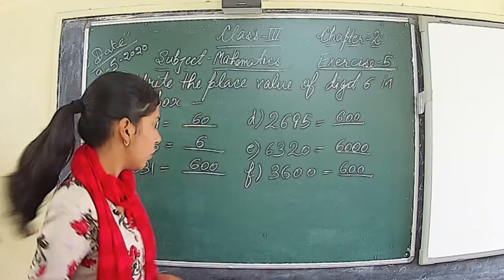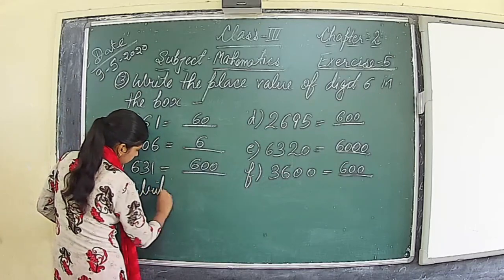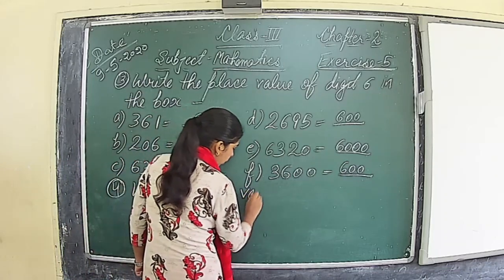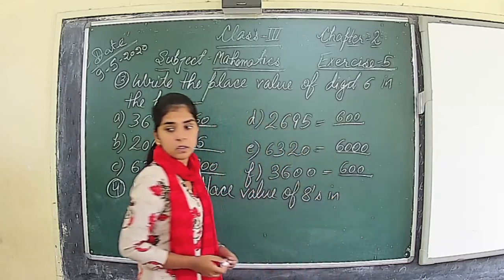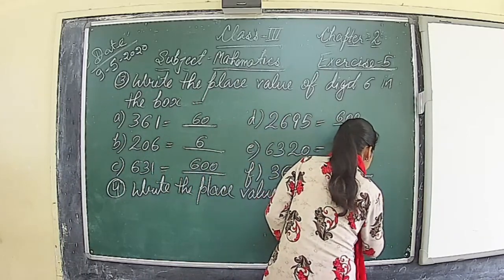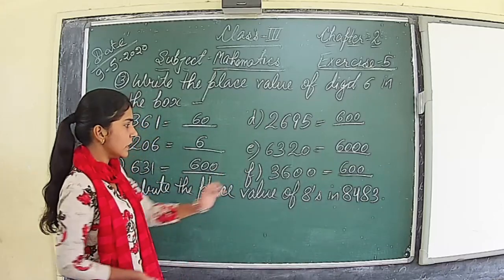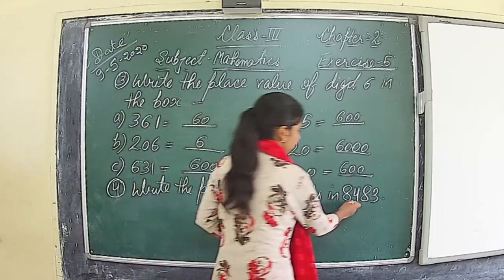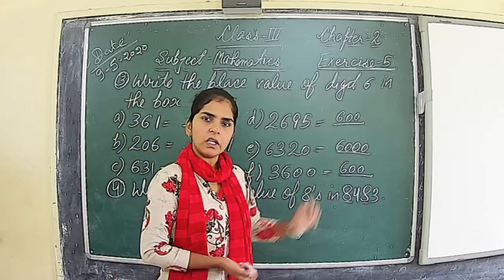Okay. So let me write the question first. Write the place value of 8 in 8483. Okay, 8483. So in this number, how many 8s are there? In this number, 2 eights are there, right? 1 and 2. 2 eights are there. Means we need to write the place value of all 8s in this number, no?